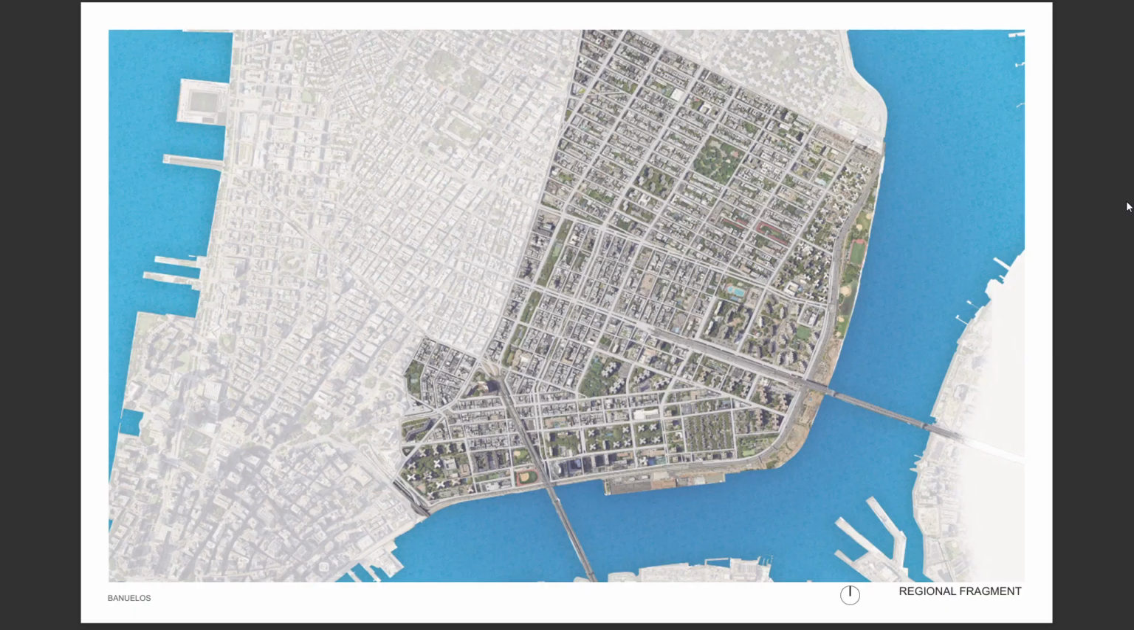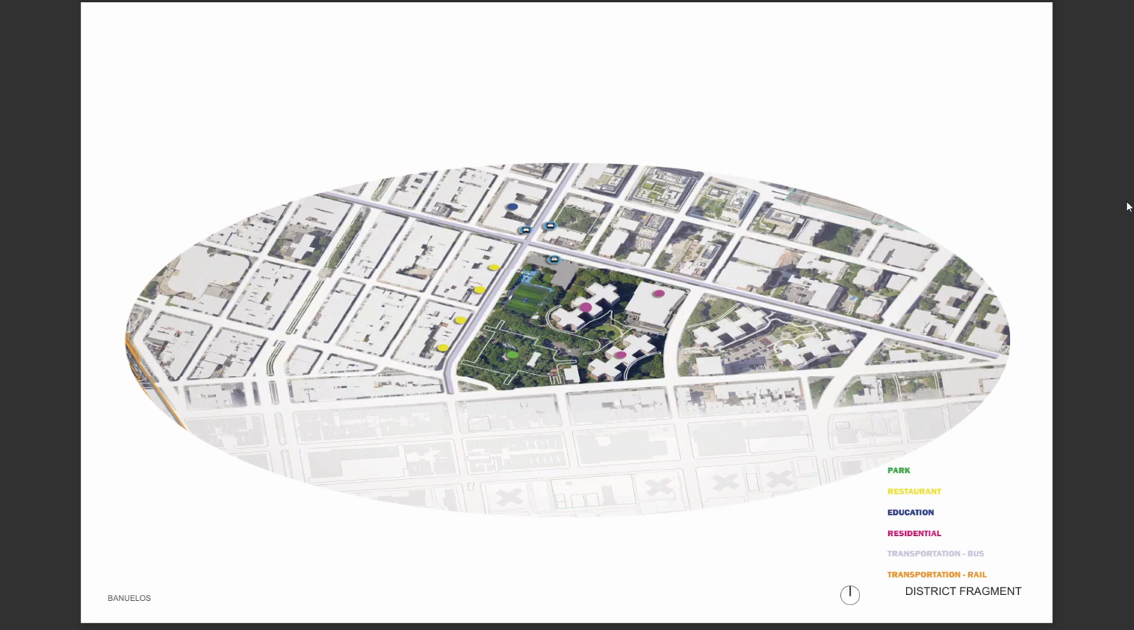So this is a market situated in New York City. Here we have a regional fragment that kind of gives us an idea of the region around and what's located there and stuff like that. Here we have a district fragment which kind of shows us what is around the area. We can see there's a lot of restaurants, there's a park, there's some schools, a lot of residential buildings, and of course, there's plenty of public transportation in the area.